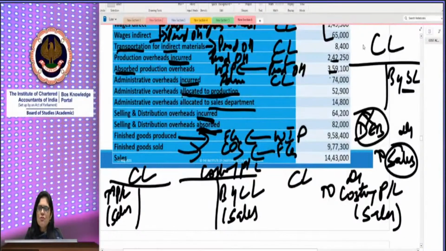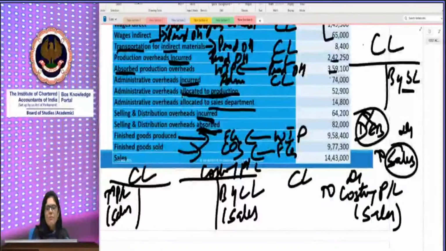Cost ledger control account debit to costing profit or loss account. Sales will come on the credit side of the profit or loss account. This is the entry for sales. Sales is coming from outside, so anything coming from outside, we have to route through the cost ledger control account. Clear? I hope you have understood.